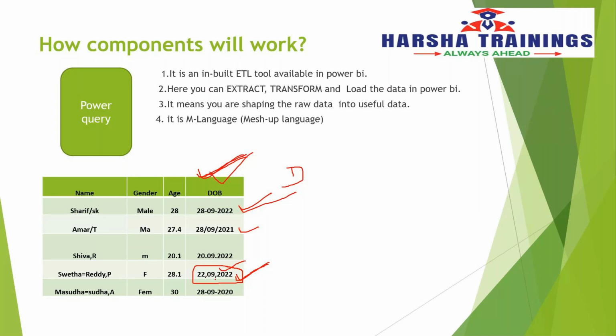Sir, did you get my point? So now what do I have to do? I need to maintain some format in my date of birth column. If you observe, there is one format, there is another format. Three types of formats are there. Why can't I mention a single date format?